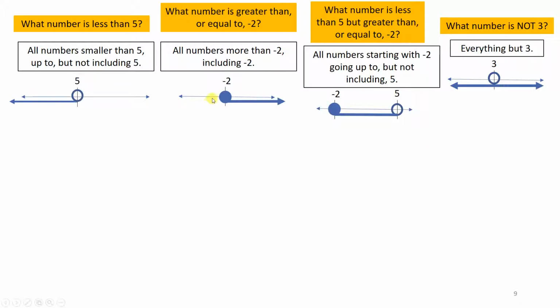It looks like a combination of our first two questions. It's more than -2, but it could be -2, so we have a solid dot, but it's also got to be less than 5, so it's an open circle. So all of the numbers that would meet these conditions, more than -2 but less than 5, would fit somewhere in between them on a number line.